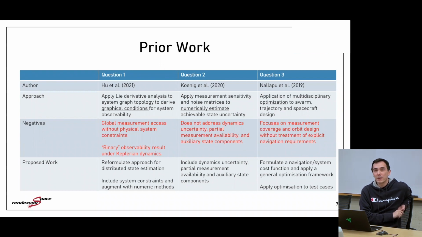For question 2, this numerical observability analysis, some work on that was done by Adam Koenig, a previous member of the lab. However, there were some issues here where it didn't quite include everything we might want to include, such as the amount of dynamics uncertainty and its effects on the measurements, and estimation of auxiliary state components, and so on. And question 3, this idea of optimization. Obviously, people have tried to apply multidisciplinary optimization to spacecraft systems before, but I haven't found much that's explicitly focused on the measurement and navigation requirement. So we want to try and focus more on that aspect of the design.